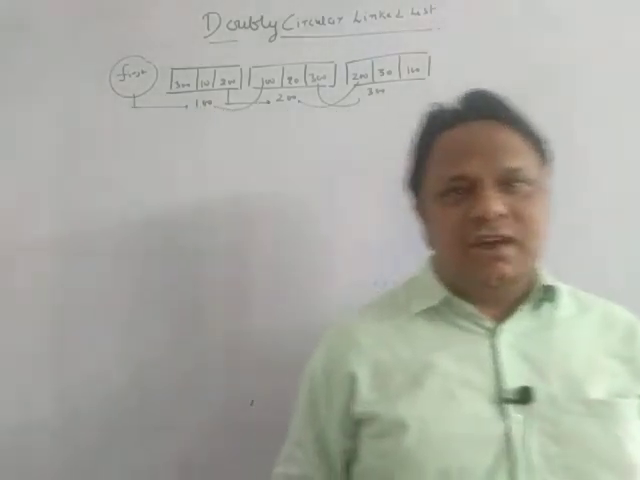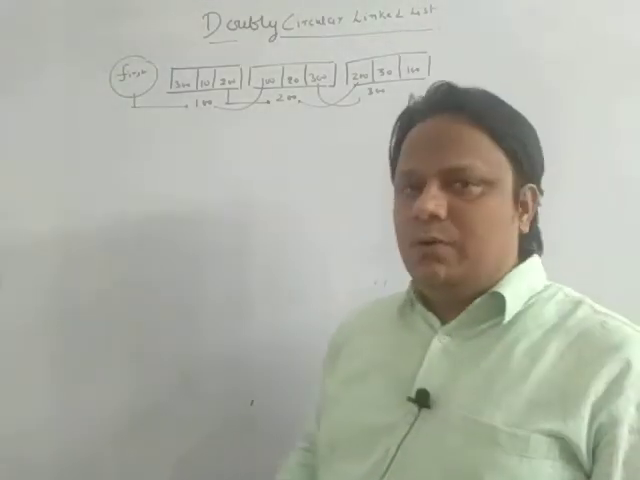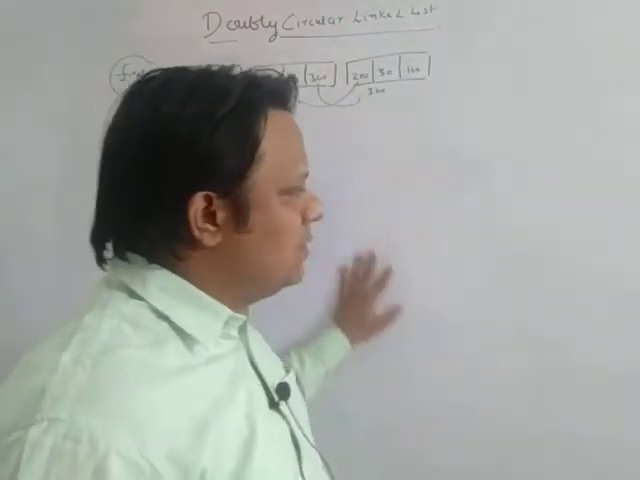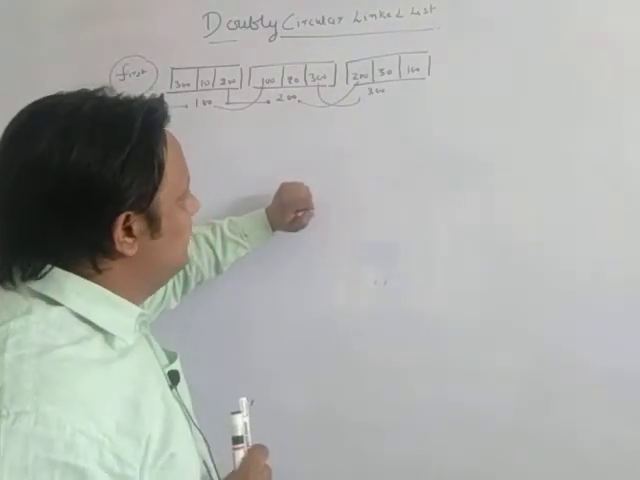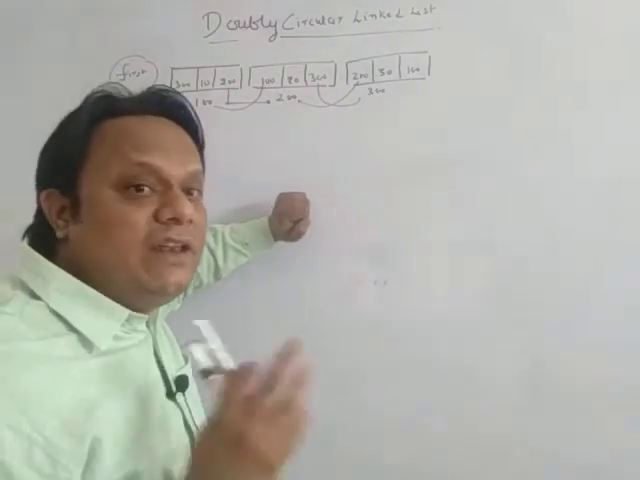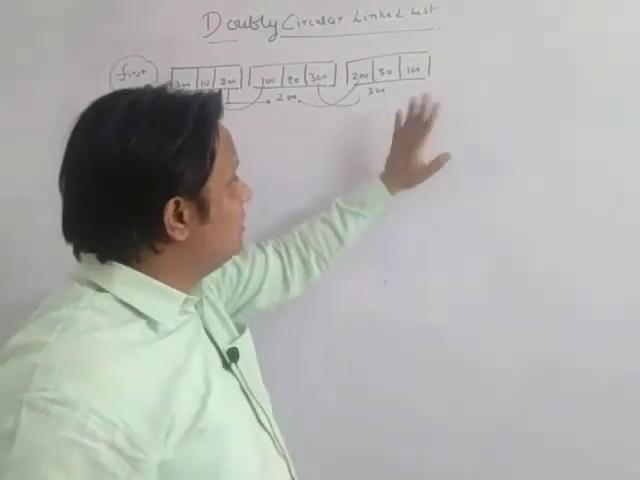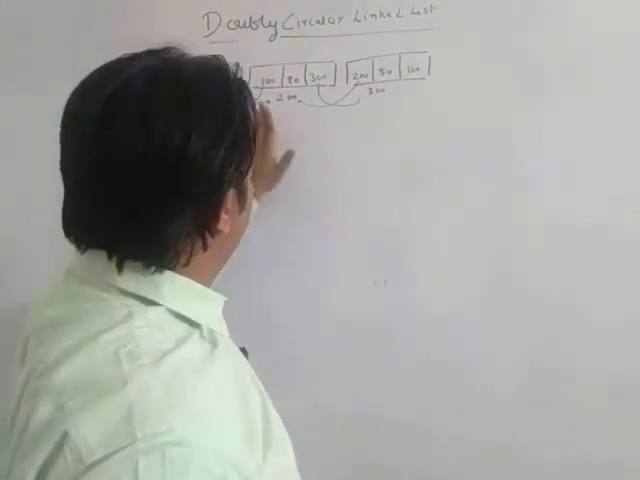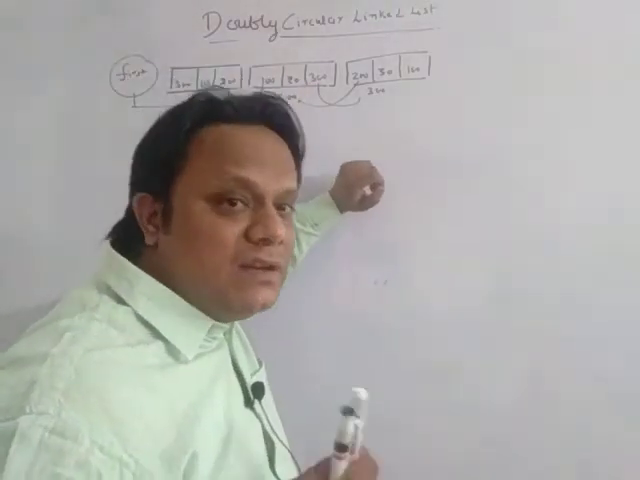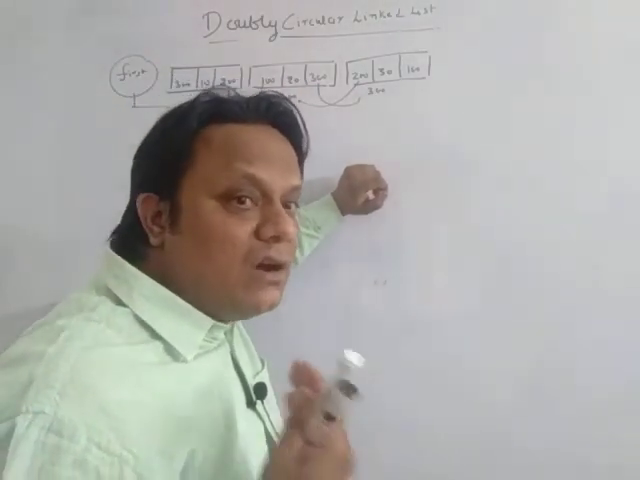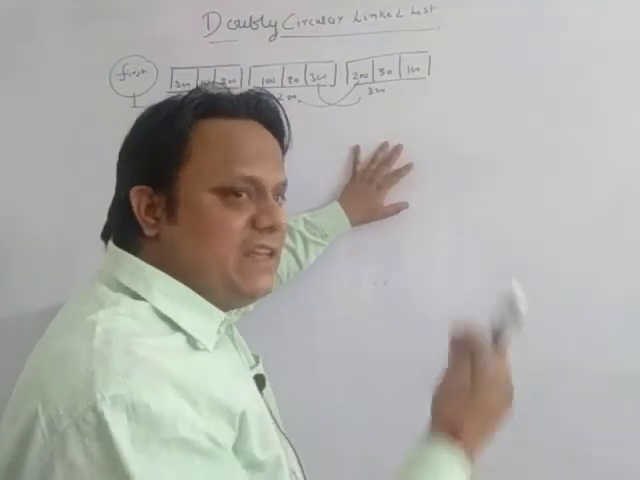In this session we'll see how we can delete and insert a node in a doubly circular linked list. The main advantage of the doubly circular linked list over any other linked list is the complexity. For example, in a single linked list, if you want to delete the last node, what is the time complexity? You will have to traverse from the first node till the end. If there are n nodes, the worst time complexity in a single linked list, a doubly linked list, or even a circular linked list is order of n, because you have to traverse the n nodes.